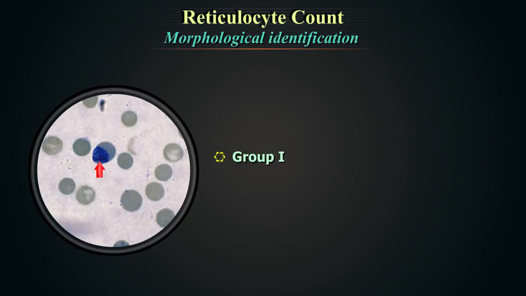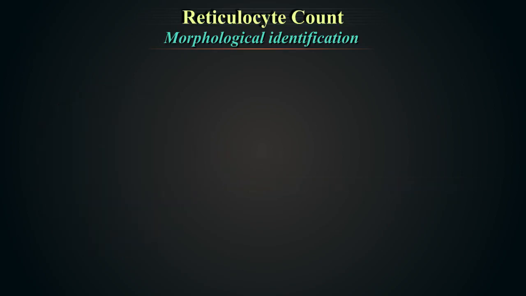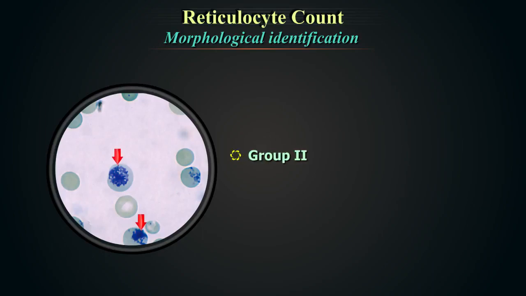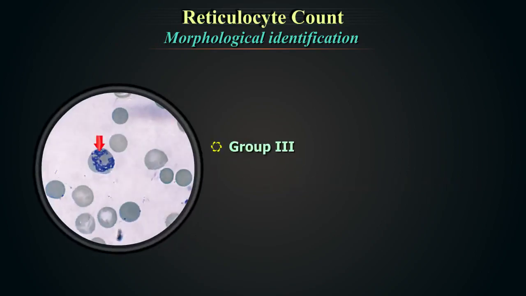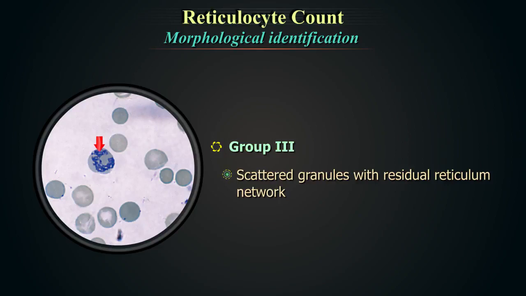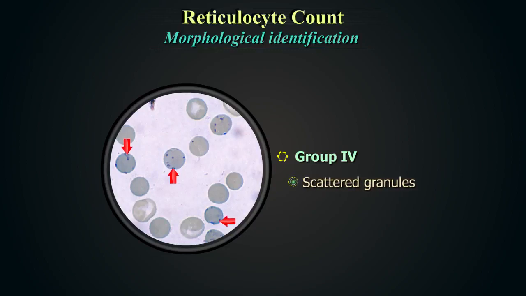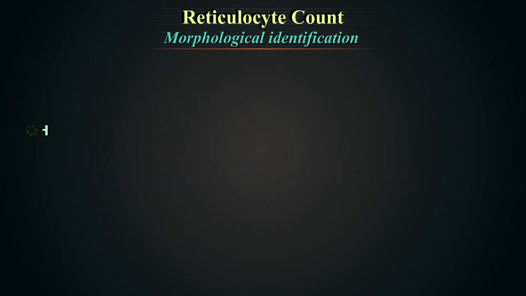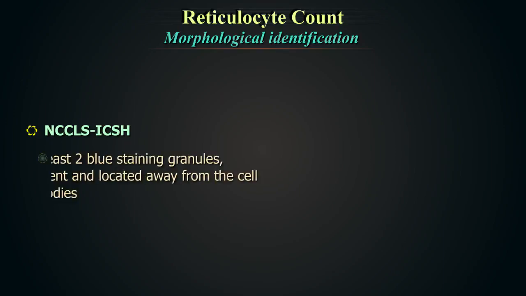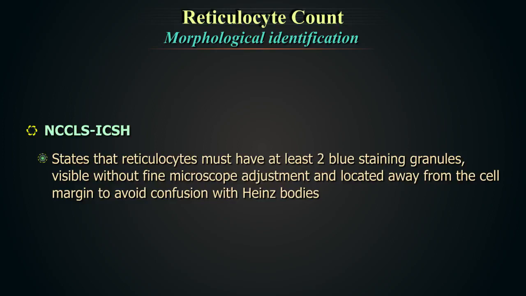So this is a group 1 reticulocyte appearing with a dense clumped reticulum. This one is a group 2 reticulocyte with extended network of loose reticulum. Group 3 reticulocyte with scattered granules with residual reticulum network. And group 4 reticulocyte with scattered granules but no residual reticulum. The NCCLS ICSH definition states that reticulocytes must have at least two blue staining granules visible without fine microscopic adjustment and located away from cell margin to avoid confusion with Heinz bodies.